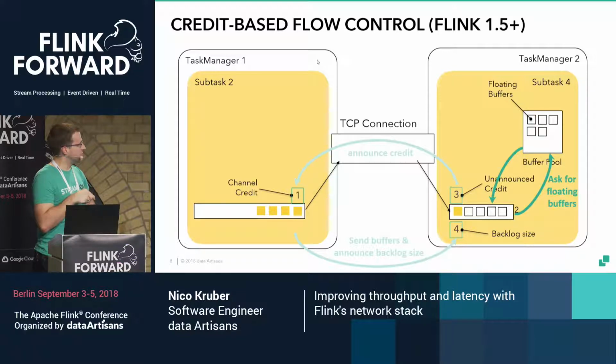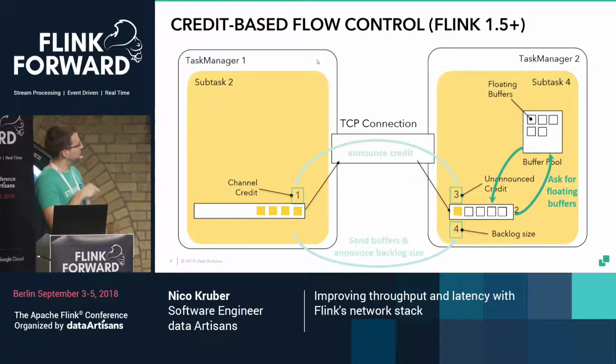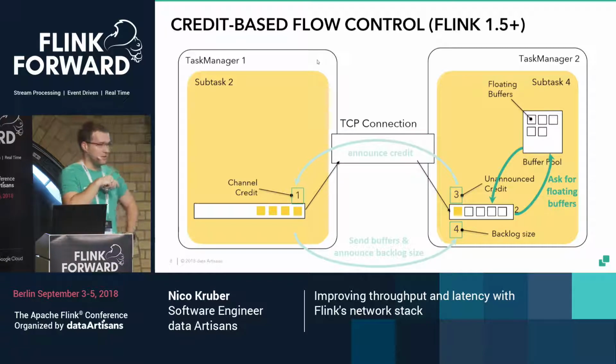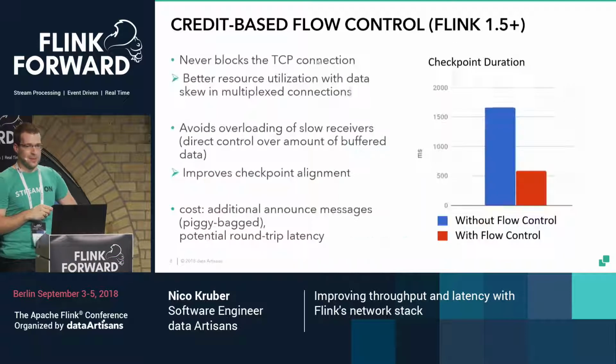And we have unannounced credit of 3. We did already announce this one, but we didn't announce the new ones. And then everything starts as it was before. We will announce the 3, and then it continues. The loop continues over and over again. So that's how credit-based flow control works.